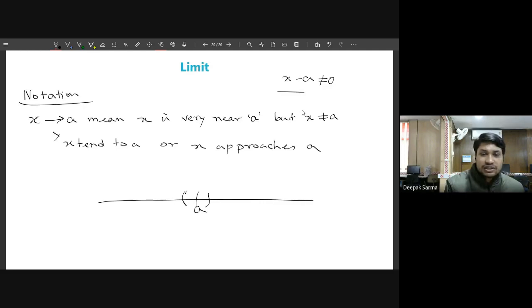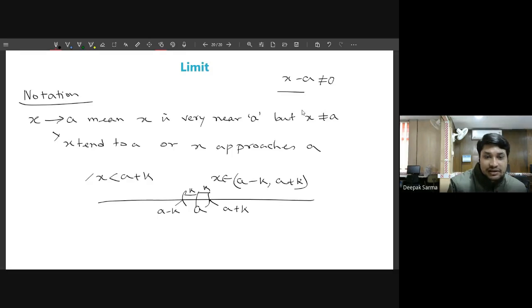Suppose the number is a, and suppose this particular length is k. So what about this point? This point is nothing but a plus k, and this particular point is a minus k. So x tends to a means we allow the numbers in between a minus k and a plus k, or we allow x in this particular interval. You can write that x is less than a plus k and greater than a minus k.